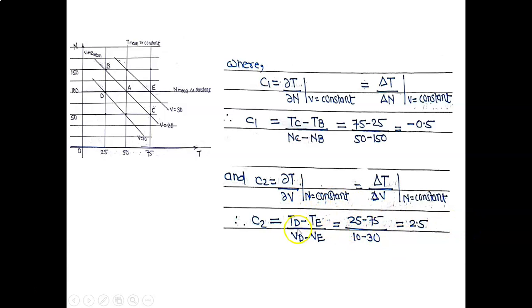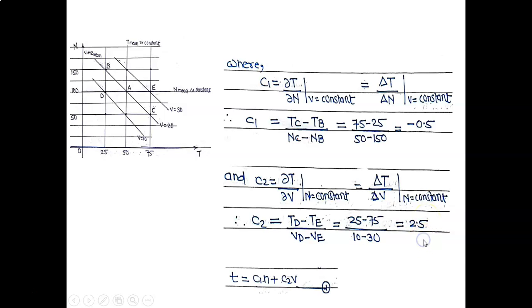It is not like that only this ratio if you take then this 2.5 will come, or if you take this ratio only then minus 0.5 will come. It is not like that. If you take Tb minus Tc divided by Nb minus Nc, still the answer will be minus 0.5, and if you take Te minus Td divided by Ve minus Vd, still the answer will be 2.5.